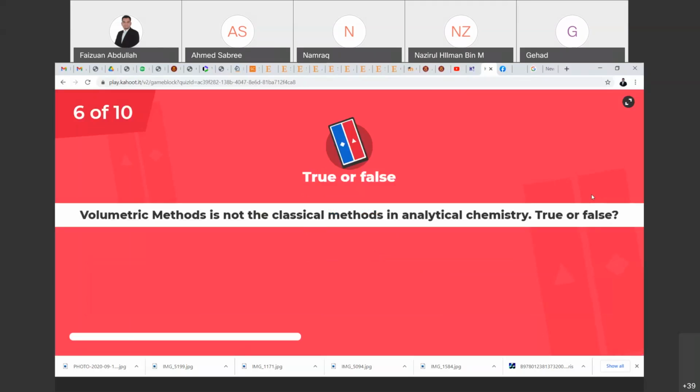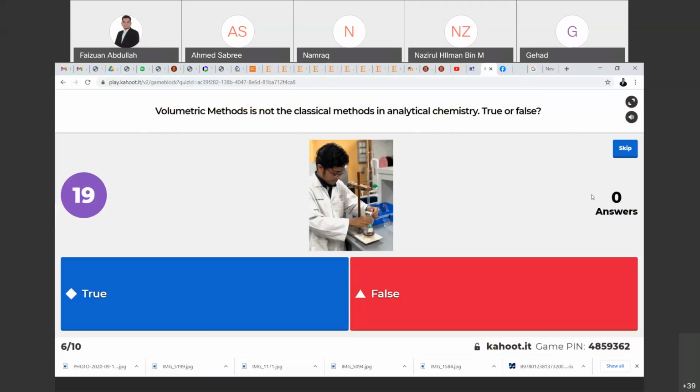Question: volumetric method is not classical methods in analytical chemistry. True or false?